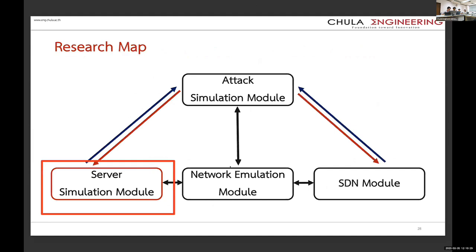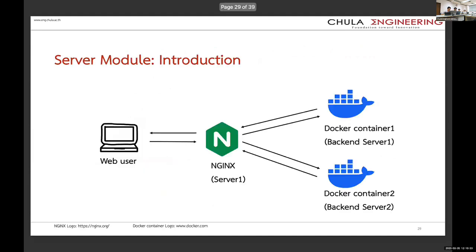So the next module we are talking about is the server simulation module. So we will look deeper. We have 3 components: web user, Nginx, and backend server. In web user, we can have both attackers and normal users. They send requests to the backend server, but they need to pass Nginx first. Nginx is like a security gate for our server.